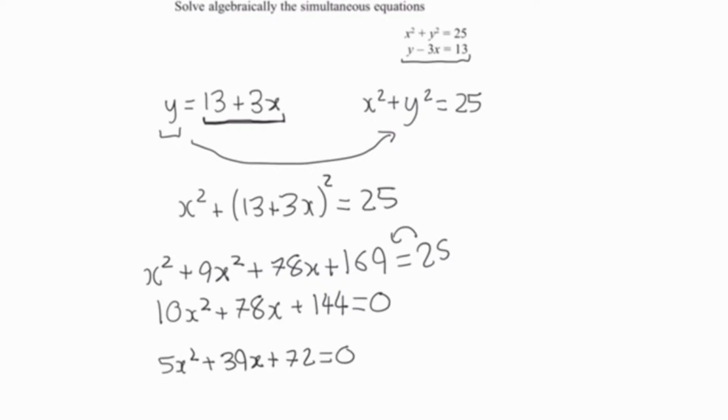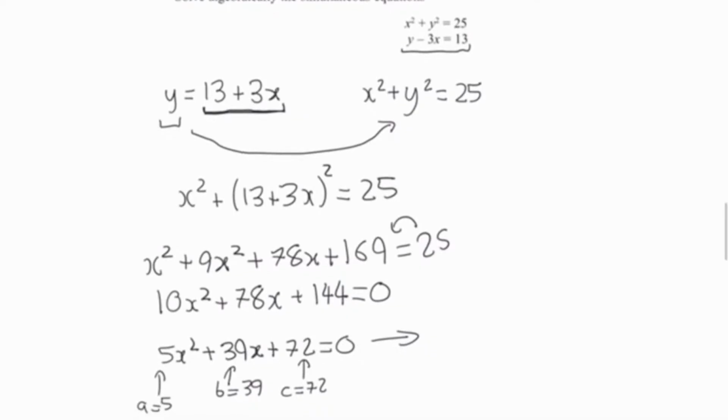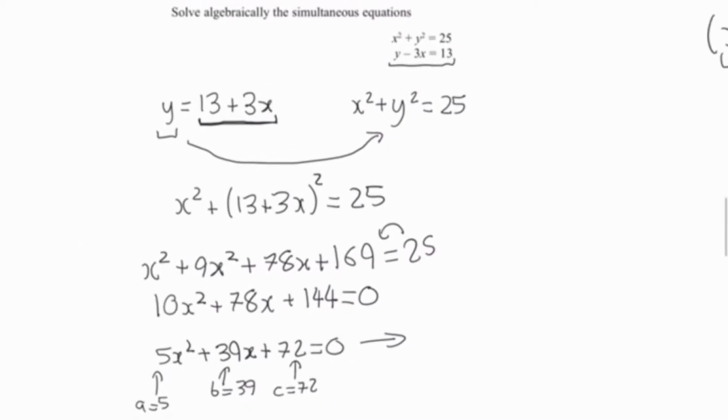Looking at this, it seems like it's going to be annoying to solve. So what we're going to do is just use the quadratic formula. So for the quadratic formula, our b is equal to 39, c is 72, and a is 5. Okay, it can't be seen fully. Let me just zoom out a bit. Okay, that should sort it out.